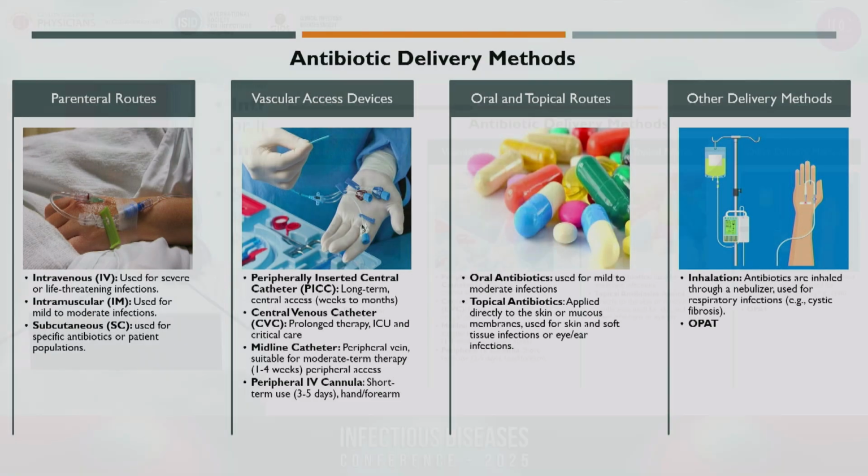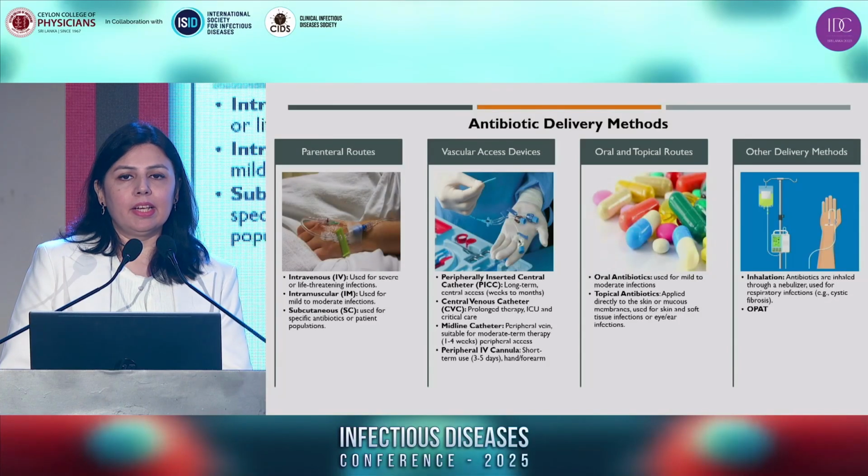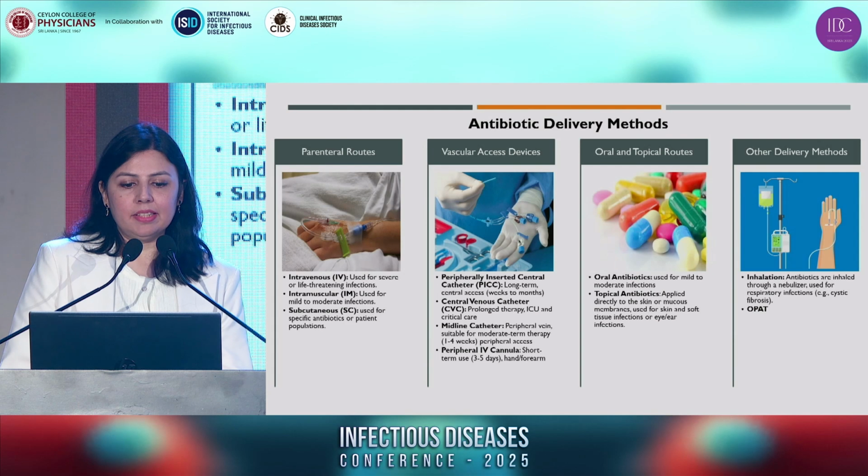And then they have a central access, and they can be used for weeks to months. When we talk about the central venous catheters, they are again used for prolonged therapy, and they are mainly used in the ICUs and critical care. Midline catheters are now the preferred approach.